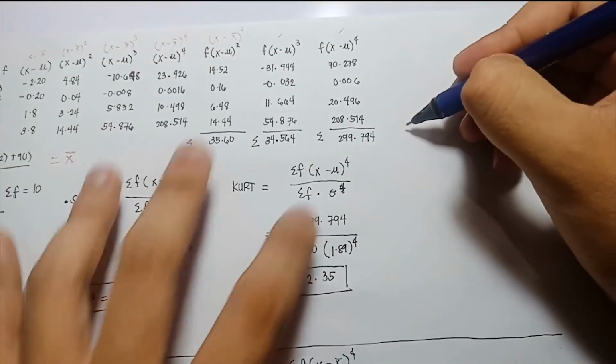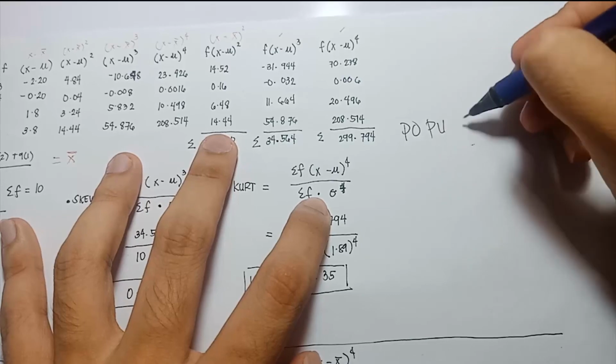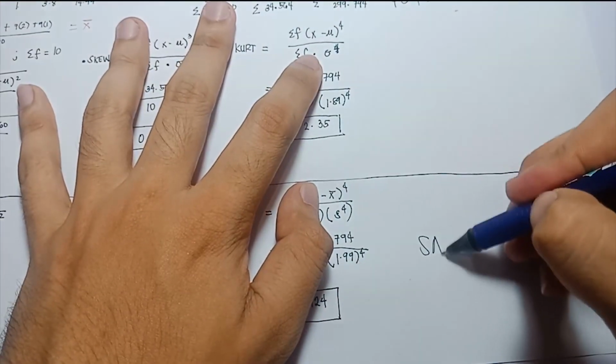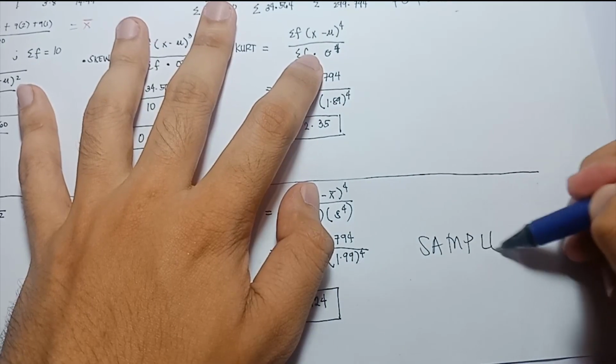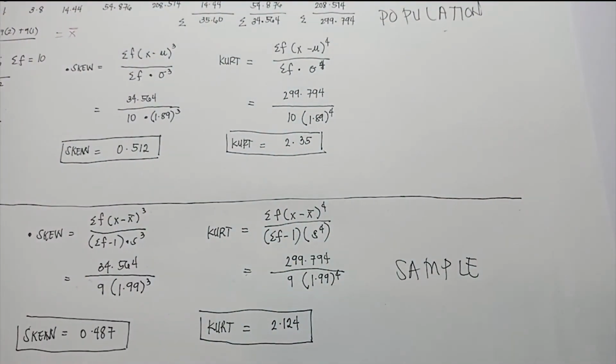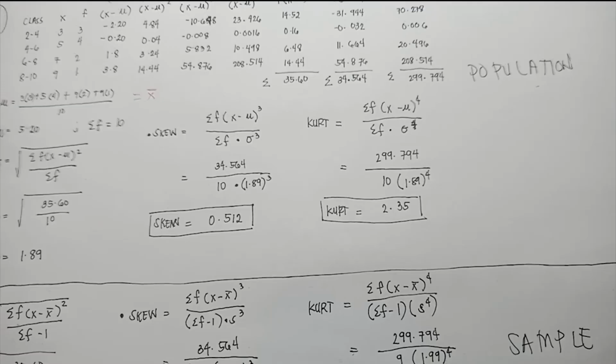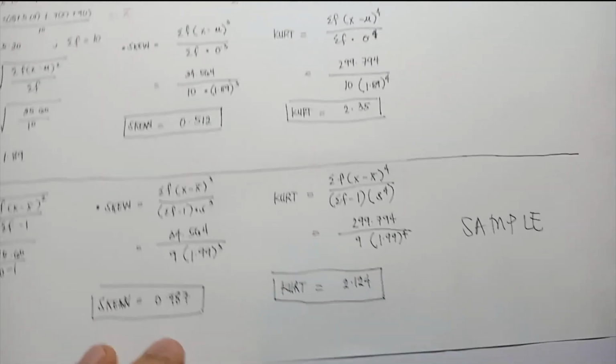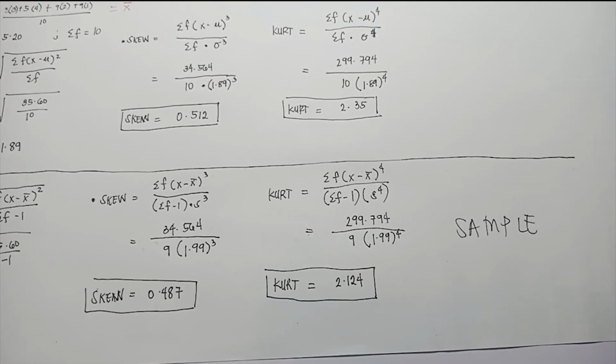So, itong example na to is for population. Ito naman ay for sample. Okay? So, for our next video, bigyan naman tayo ng example for ungroup data, both population and sample also.